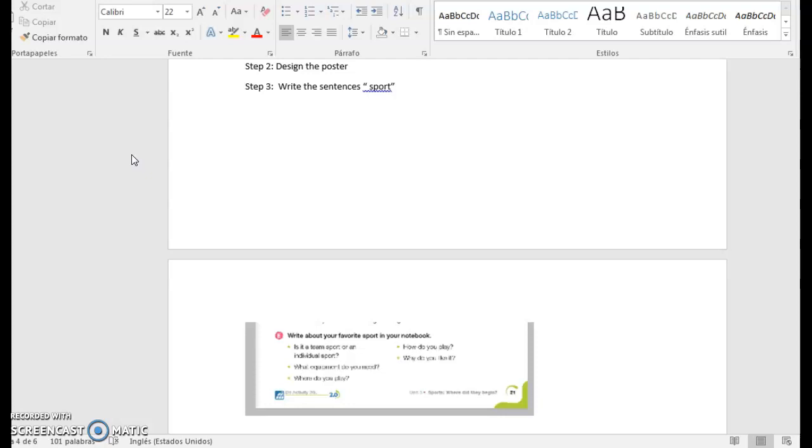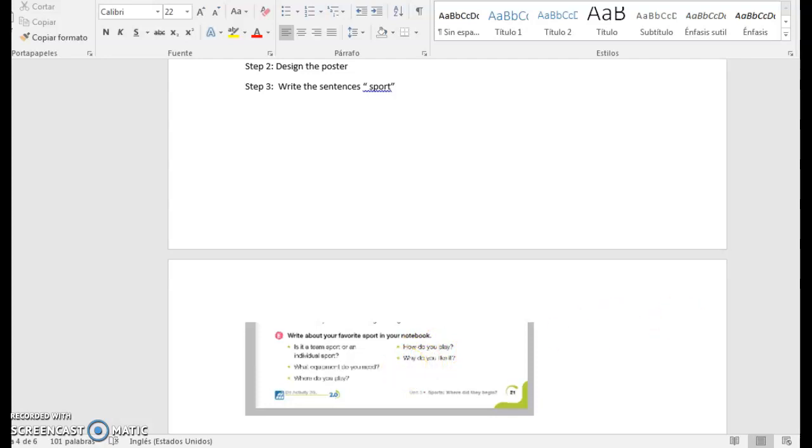But you can open your book, please, on page 21, and you can answer these questions, okay? Example, is it a team sport or an individual sport? What equipment do you need? Where do you play? How do you play? Why do you like it?